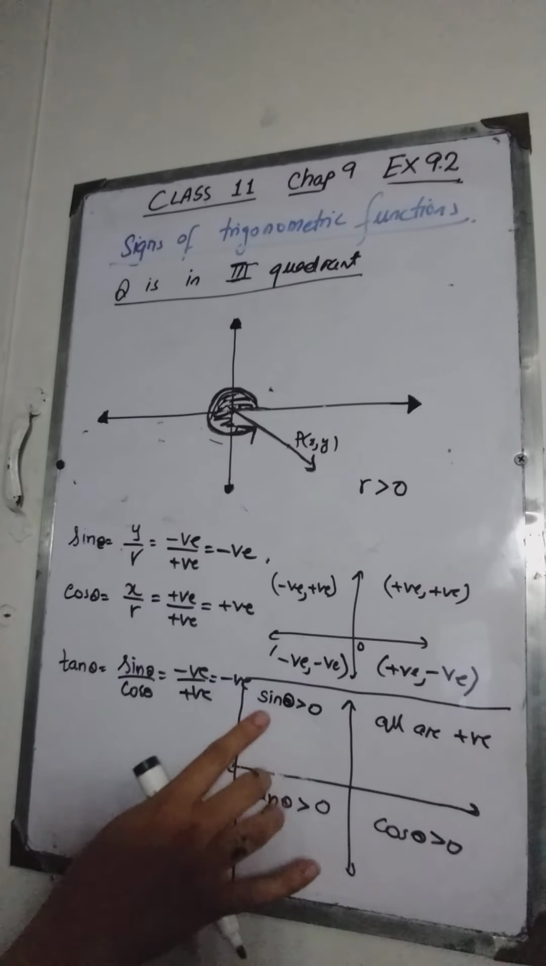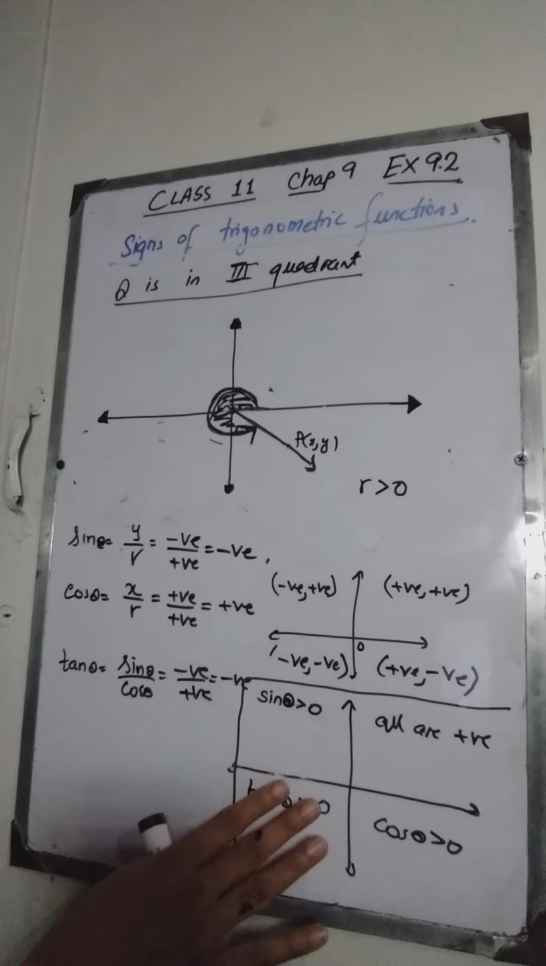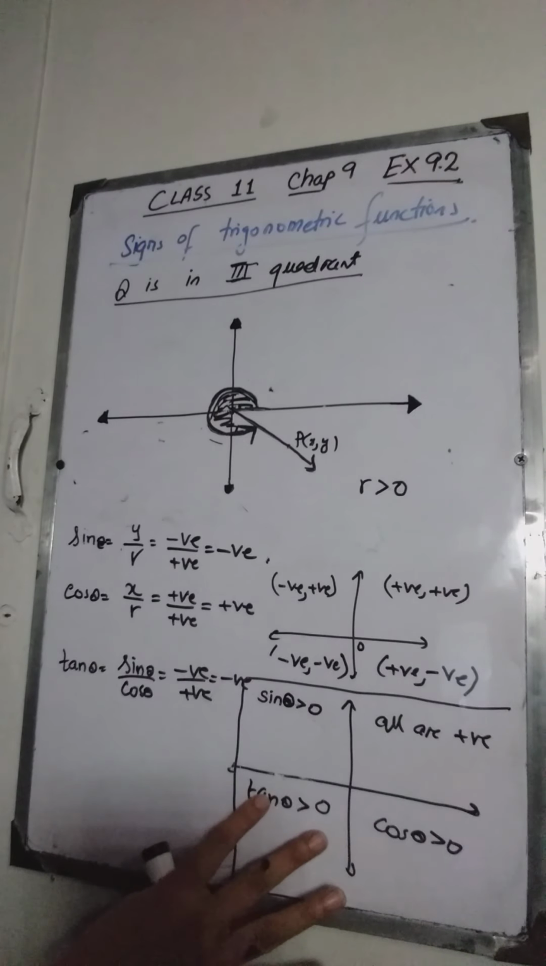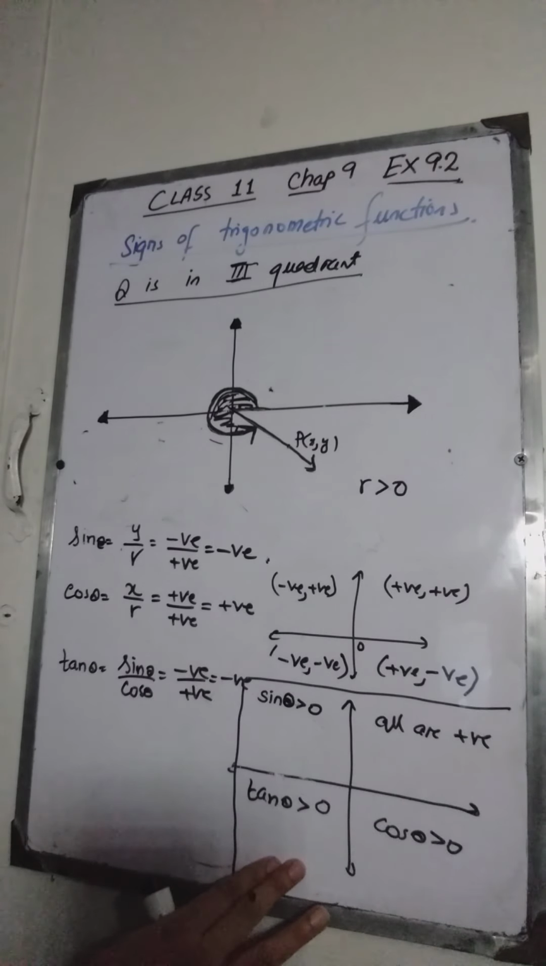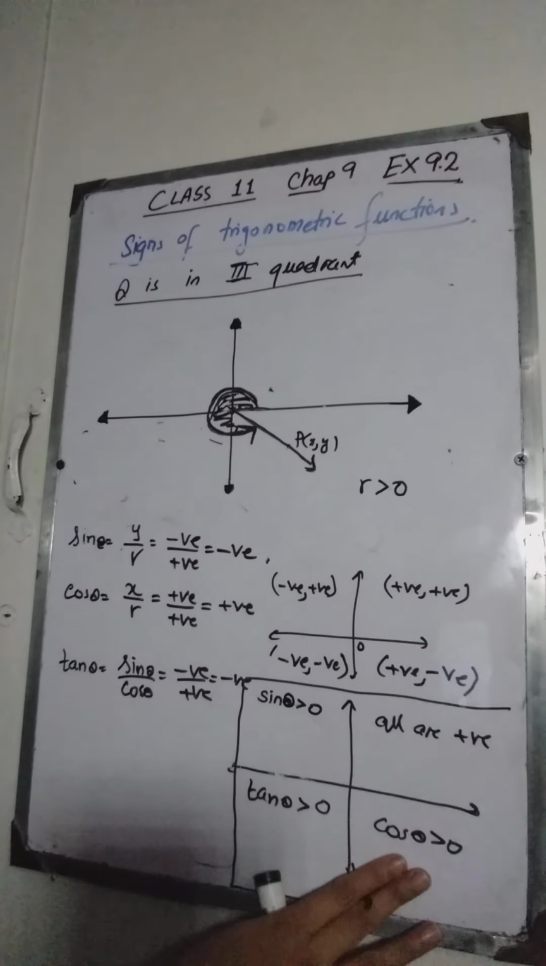In the second quadrant only sine is positive and all others are negative. In the third quadrant only tangent is positive and all others are negative. In the fourth quadrant only cos is positive.